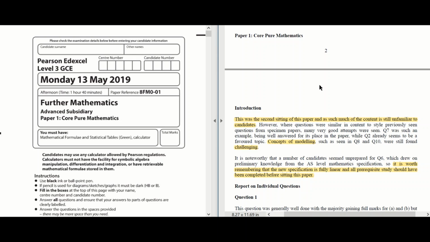We're also reminded that it is worth remembering that the new specification is fully linear and all prerequisite study should have been completed before sitting this paper, so make sure you know the content inside out before you sit the paper.